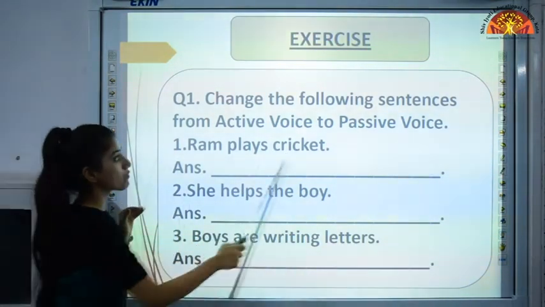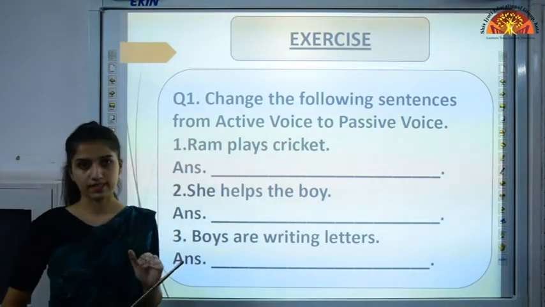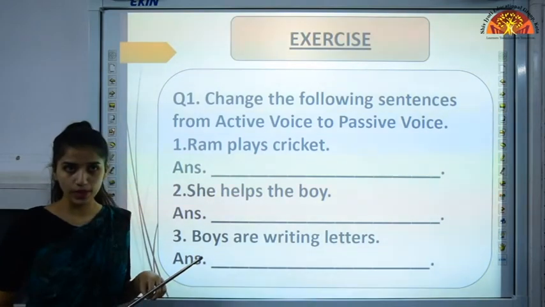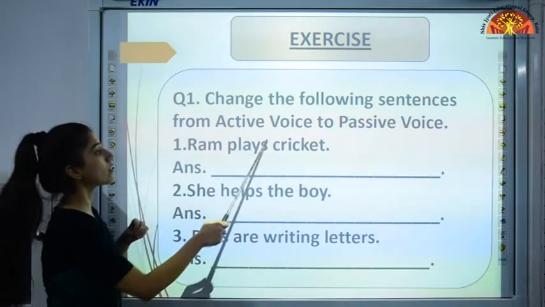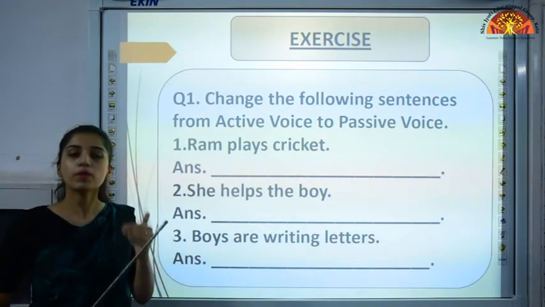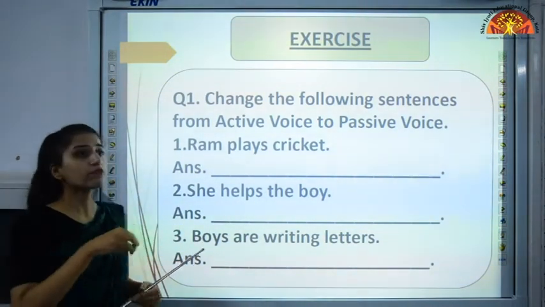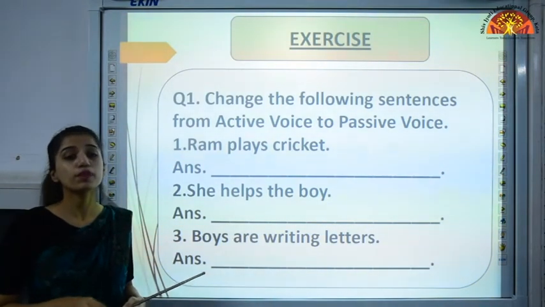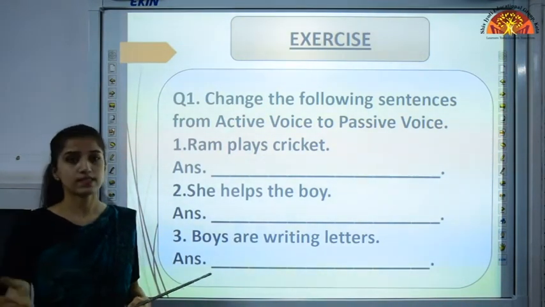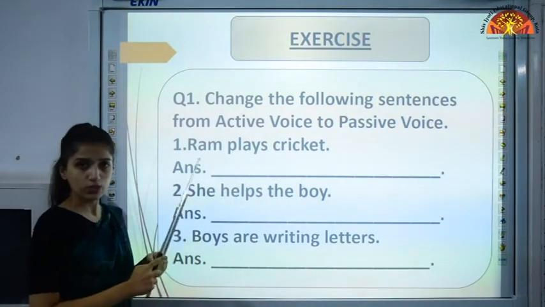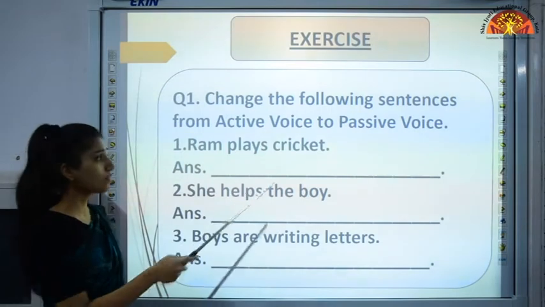So first we have to identify the tense. You can see there is no ing over here. We are just using the first form of the verb. So this is simple present tense. So the structure that would be applicable over here would be of simple present tense. So let's put it according to the structure and let's answer this one.